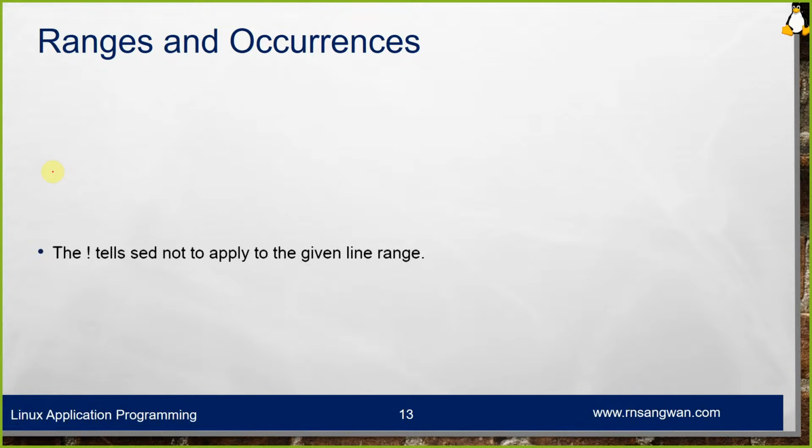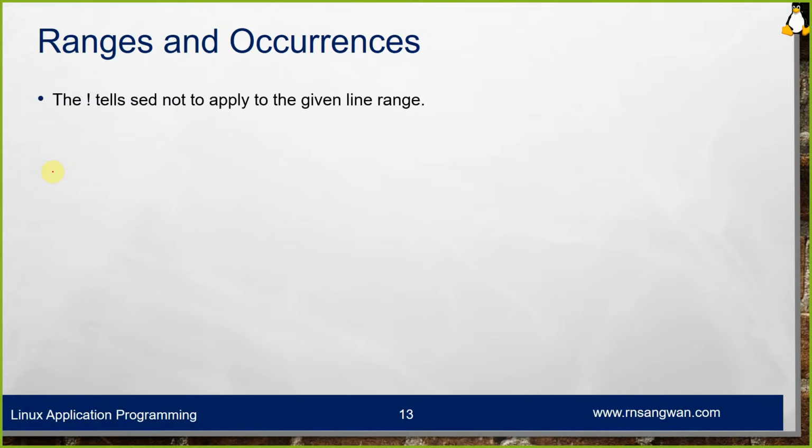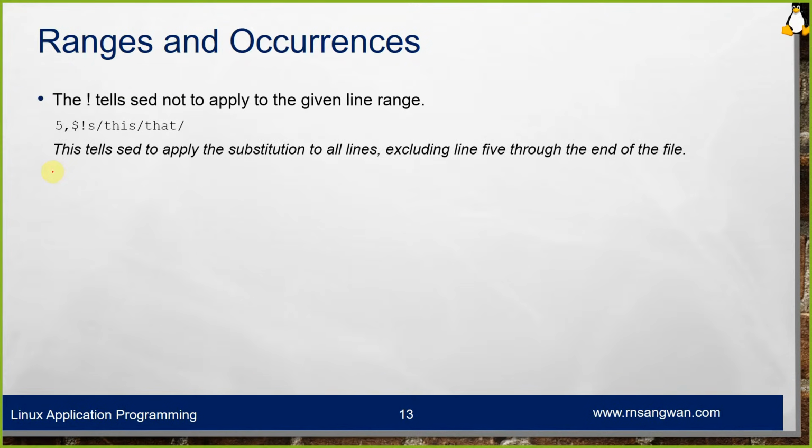Ranges and occurrences. The exclamation mark tells SED not to apply to the given range. That means negation or exception. That can also be done. And this is negation. Don't do this from line number 5 to the end of the file. So that means indirectly we are saying do it from 1 to 4. This tells SED to apply the substitution to all lines excluding line 5 through the end of the file. Indirectly, 1 to 4 only.